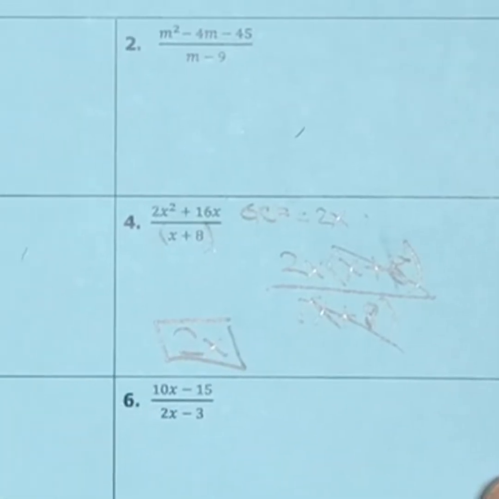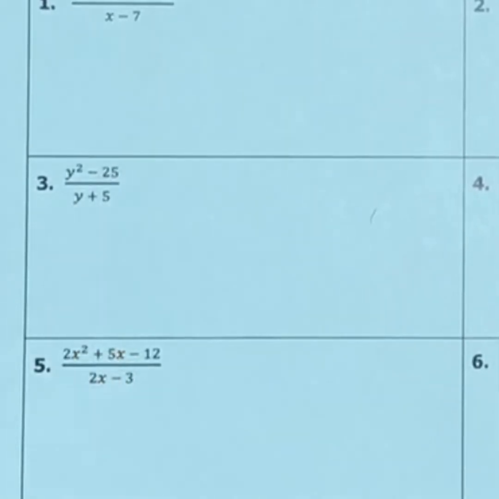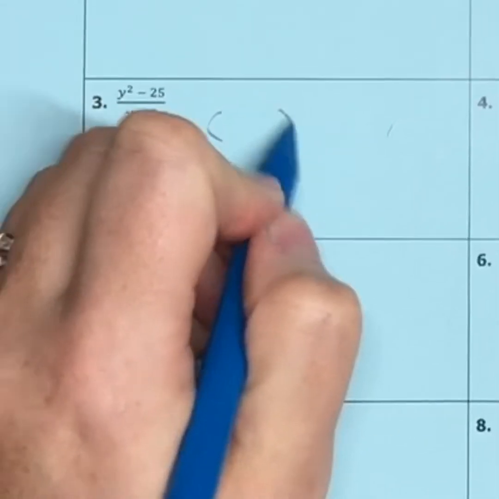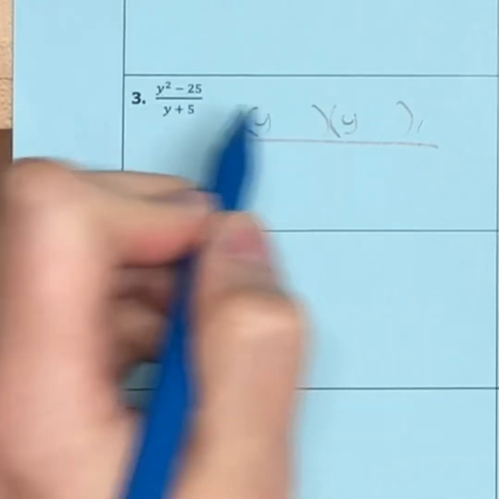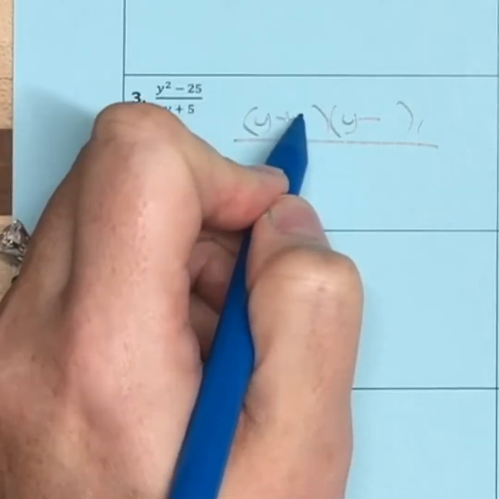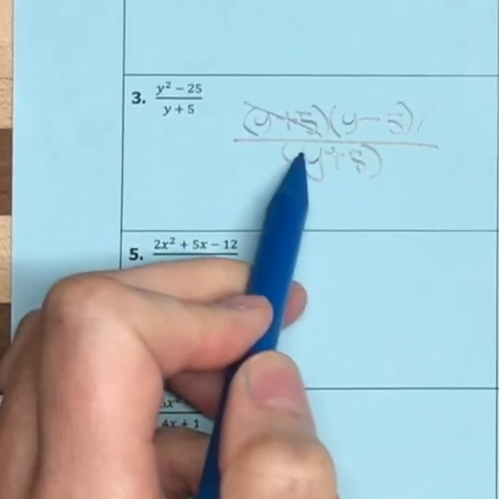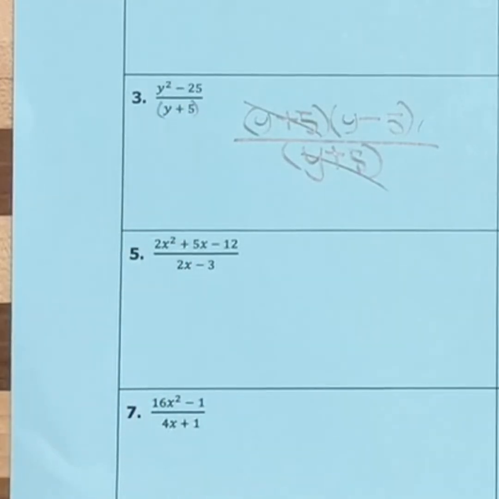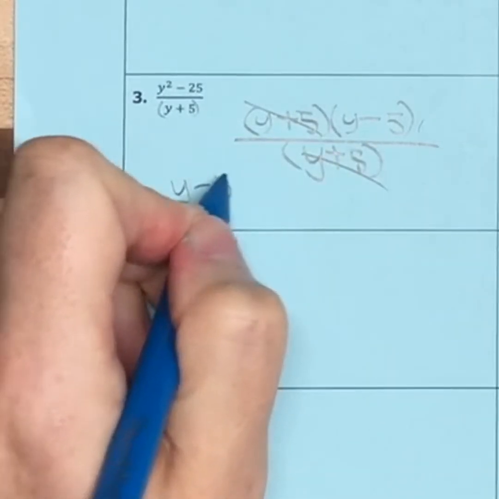Like in number 3, the y squared minus 25. There are 2 terms and no GCF, but that's a difference of squares, so I can automatically factor it and split up the y squared into y times y. We need our plus and our minus so that the middle term factors out, and then the root of 25 is 5. Since the denominator is y plus 5, we can divide out those factors. Again, remember, you always want to put the denominator or the binomial in parentheses. So the final answer is y minus 5.